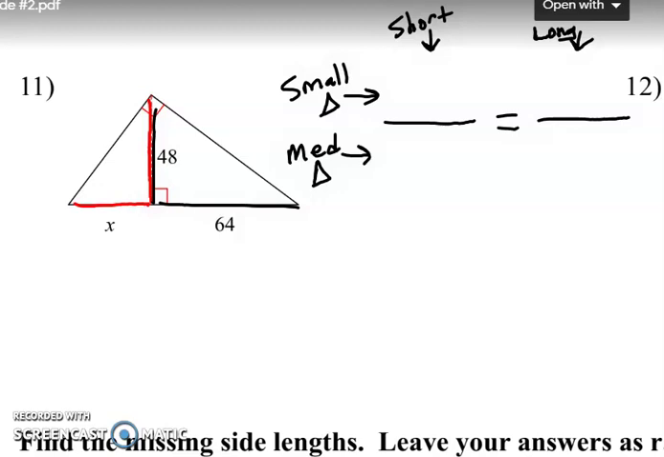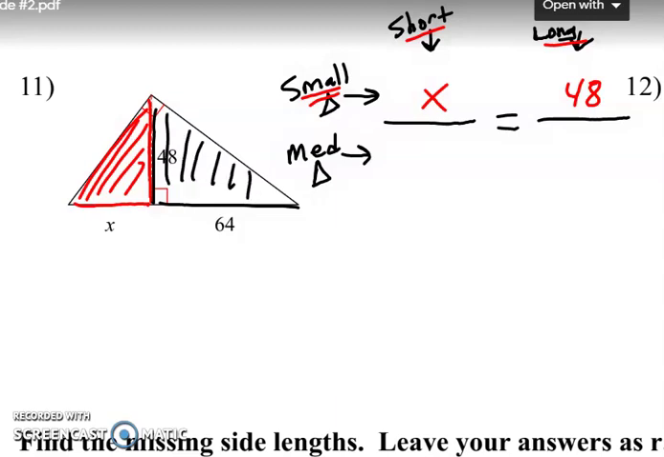So now plug in what you know in that small triangle. So we're talking about this thing over here. The small triangle short side is a distance of x. That's the thing I'm missing that I'm looking for. The small triangle long side has a distance of 48. I'm going to do the same thing now in the denominators as I'm looking at my medium triangle, which is all this stuff over here. So the medium triangle has a short side value of 48, and it's got a longer side down here of 64. So now you've got your proportion all set up.